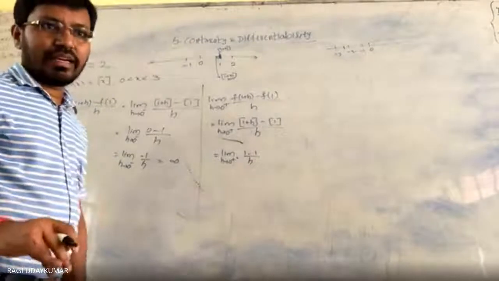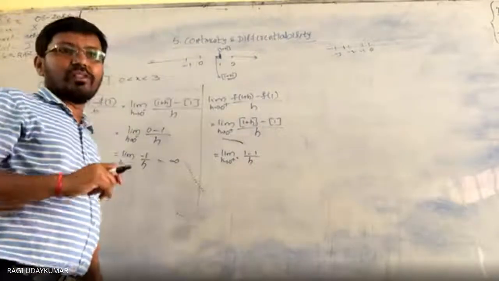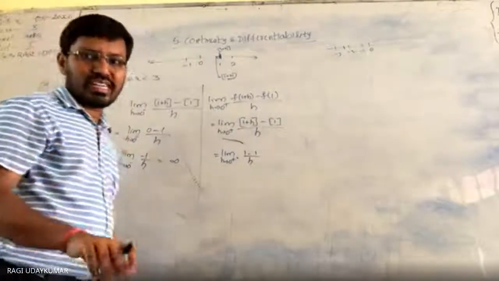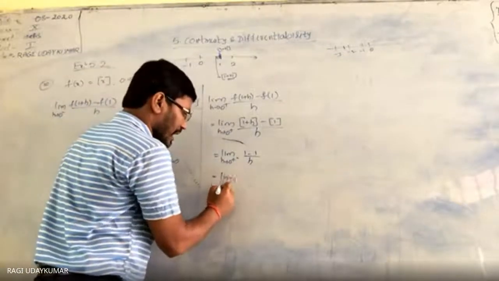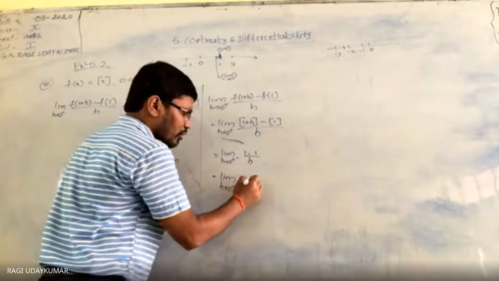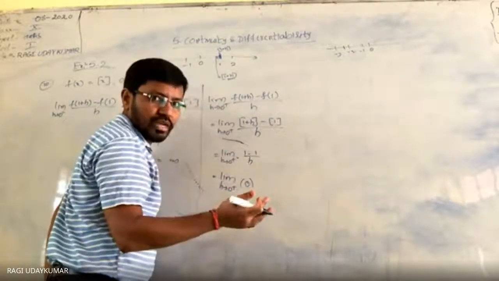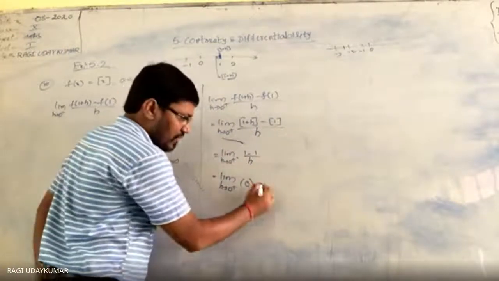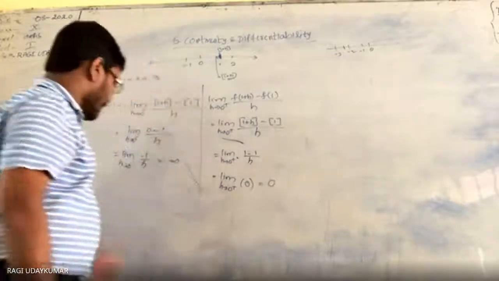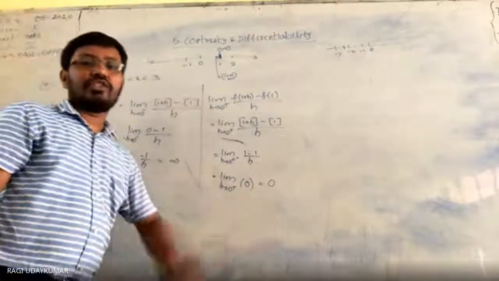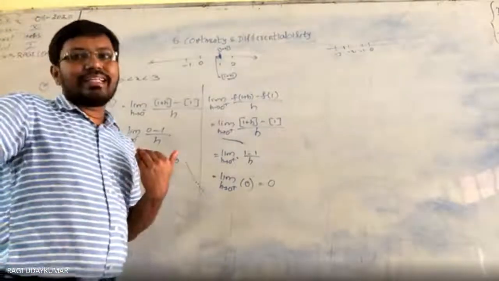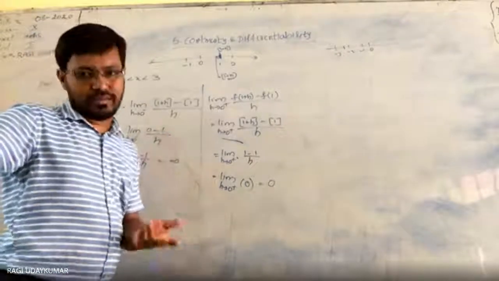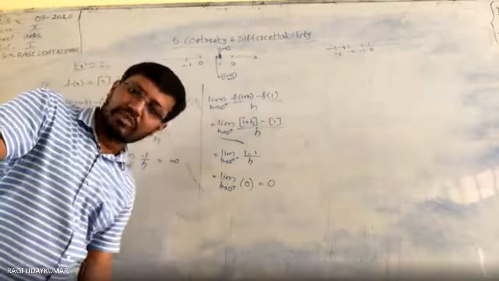1 minus 1 by h, you are getting 1 minus 1 equals 0. 0 by h is equal to 0. So it becomes a constant. So limit h tends to 0 plus, you get 0 by h, which is 0, whatever the value of h. We will get this constantly 0. Here it is infinity, here it is 0. Both are not equal. Then it is not differentiable at x equals 1.